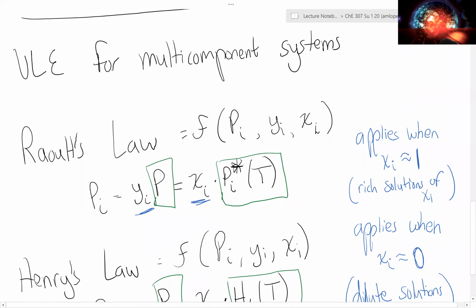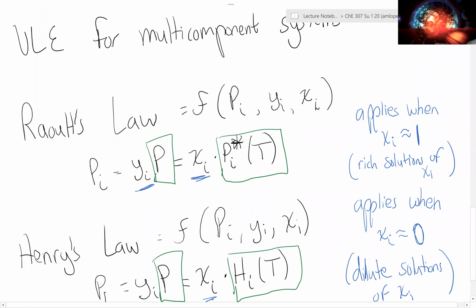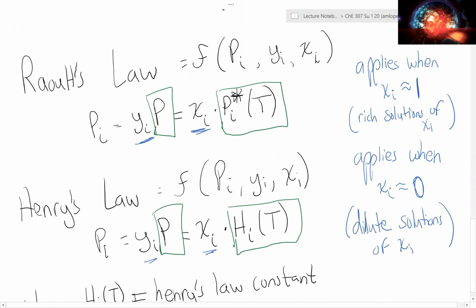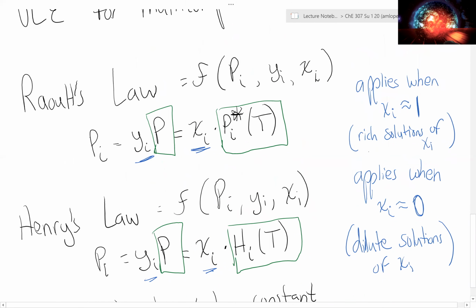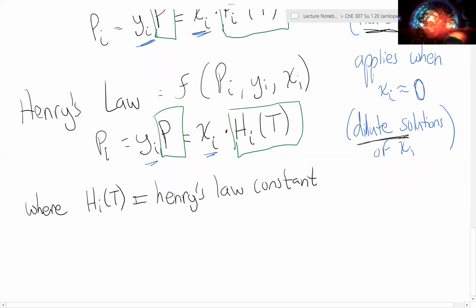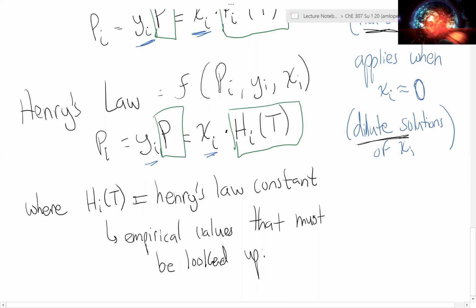And so when we're looking at vapor liquid systems in equilibrium, particularly for multiple component systems, we can rely on one of these 2 expressions depending on if we're dealing with rich solutions or with dilute solutions of the component of interest. The only thing that's a little tricky is the Henry's law constants. These are empirical values that must be looked up. If I wanted to give you this on the final, I would give you the Henry's law values that you would need for a particular problem.